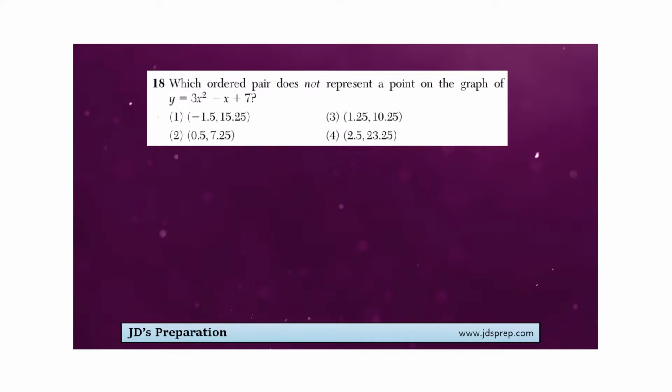So for example, option number 1 here, we have a y value of 15.25 and an x value of negative 1.5. So you can see what I'm doing is rewriting the equation, but just replacing x and y with those two values. Oops, that should be negative and plus 7.